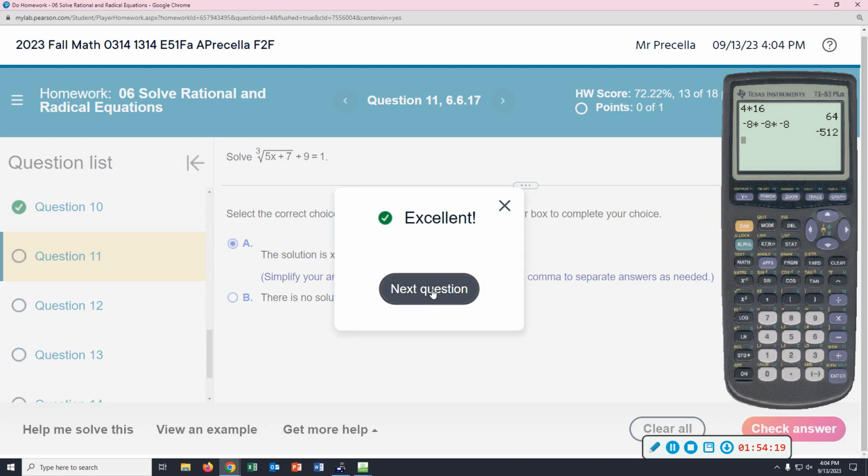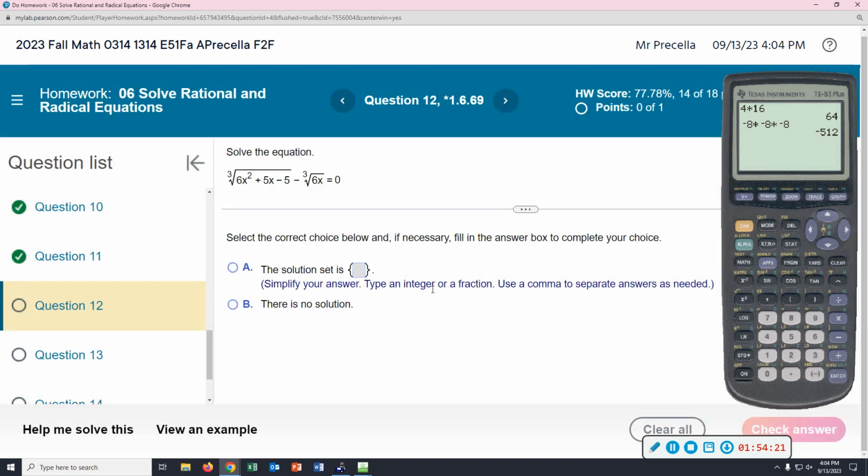Now let's do 12, which looks terrible, but after everything else you've been through today, it won't be that bad. Okay. The cube root of 6x squared plus 5x minus 5.